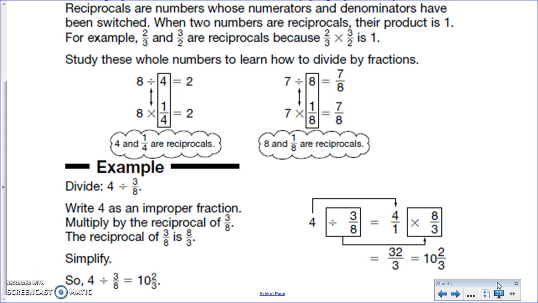We multiply across the numerators, we get 32. We multiply across the denominators, we get 3. So we have 32/3 as our answer. And then we simplify. 3 goes into 32 10 times with a remainder of 2. So we get 10 and 2/3. So when you're dividing by fractions, it's always the second number, the divisor, that you flip upside down, that allows you to change the division sign to multiplication.